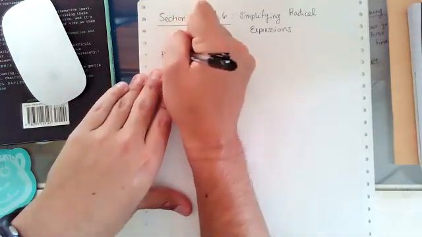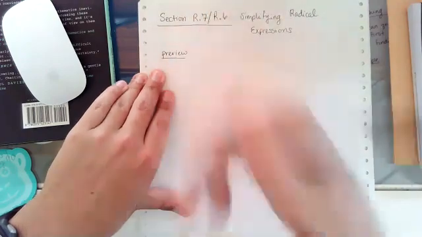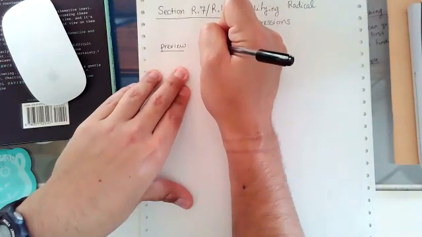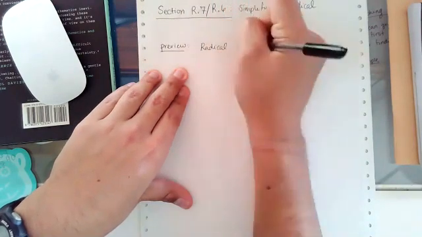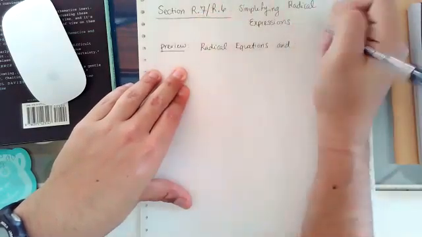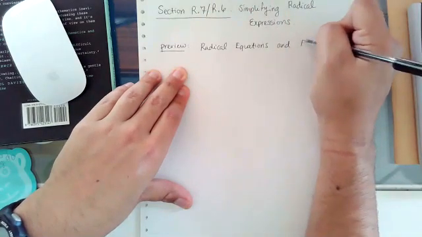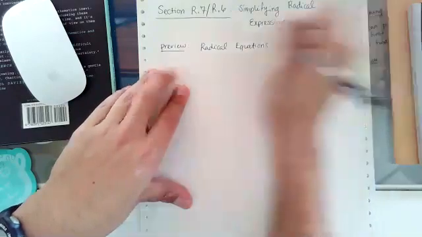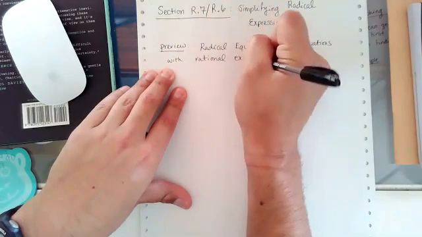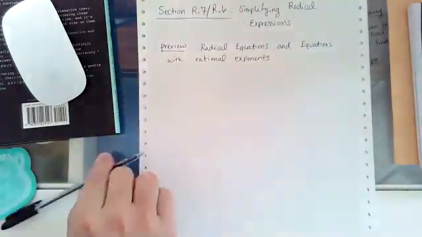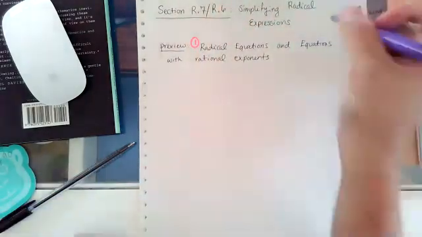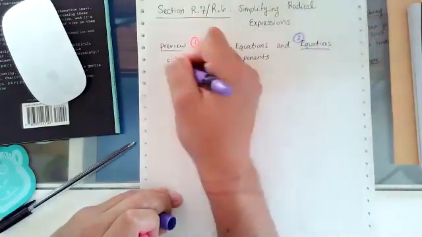So to preview the sorts of equations that we're going to get into, we're going to be looking at radical equations and equations with rational exponents. So let me sort of number these just so we can see what they look like. So 1, and then equations with rational exponents would be 2.